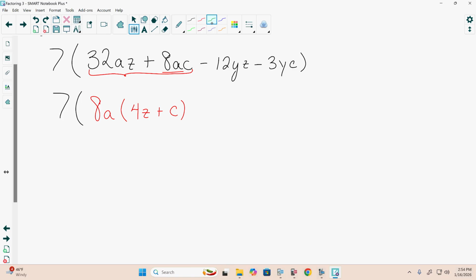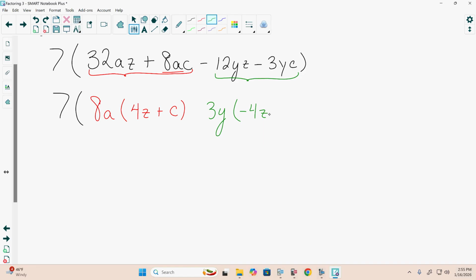Now, greatest common factor between 12YZ and 3YC: 3Y. Now, if we factor 3Y out of negative 12YZ, negative 12 divided by 3 is negative 4. The Y factors out completely, leaving me with negative 4Z. Yes? But wait.